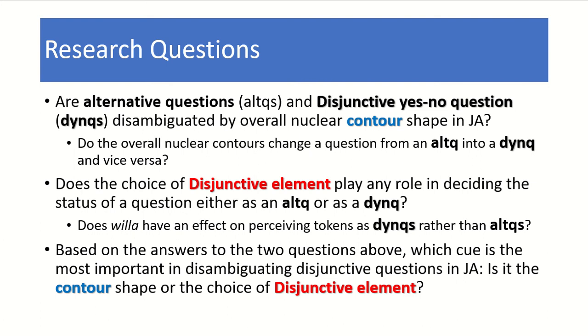Does the choice of DE play any role in deciding the status of a question, either as an alternative question or as a disjunctive yes no question? And now we come to the mismatch condition, which is like a sub question of this major question. Does Willa have an effect on perceiving tokens as disjunctive yes no questions? And based on the above two major questions, we can come up with the third question: which cue is the most important in disambiguating disjunctive questions in Jordanian Arabic? Is it the contour shape or the choice of the disjunctive element?